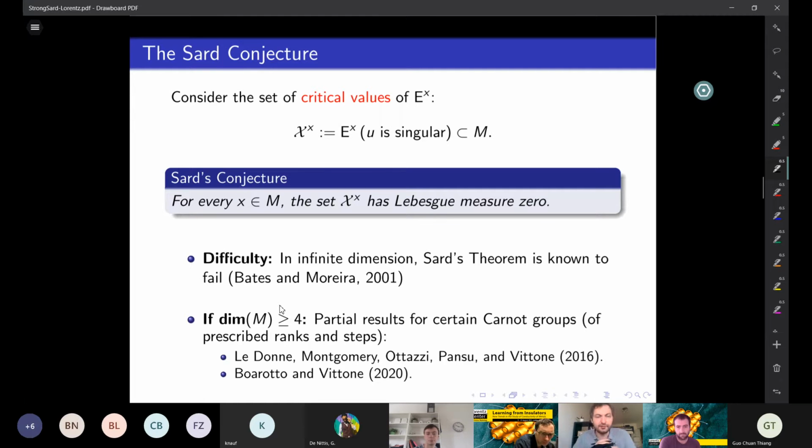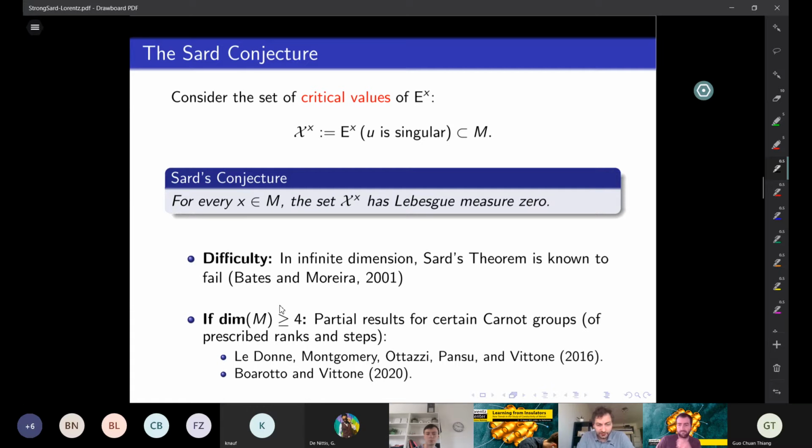Of course, Sard's theorem does tell us this if the source of the application is a finite dimensional manifold, but in this case, it is not. We are in an open set of the L2 space. And in infinite dimension, Sard's theorem is known to fail. There is a very nice example of Bates and Moreira from 2001. It's even polynomial, like every entry of their morphism is polynomial.